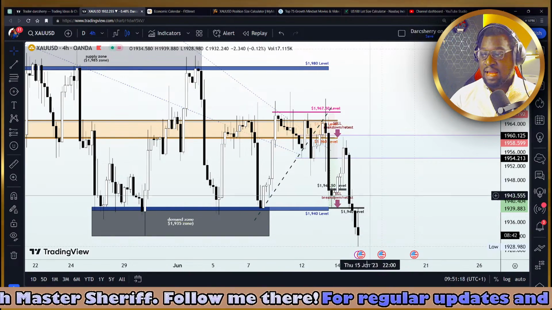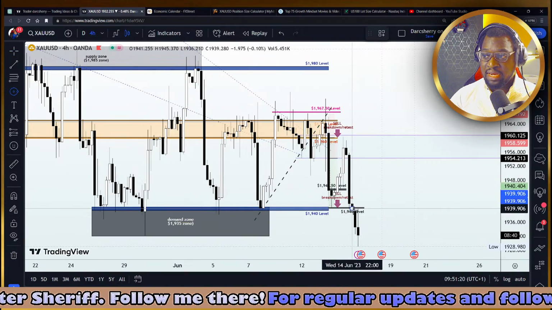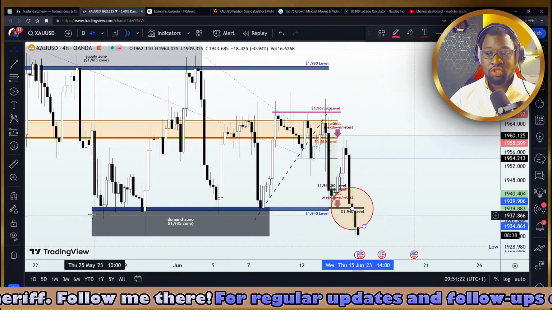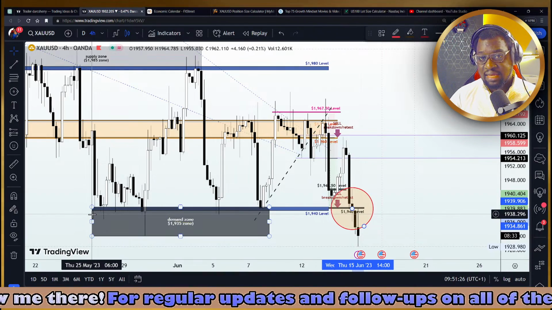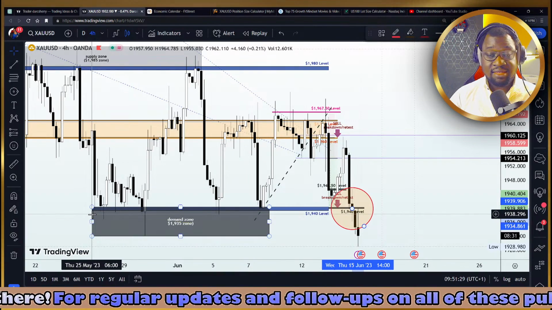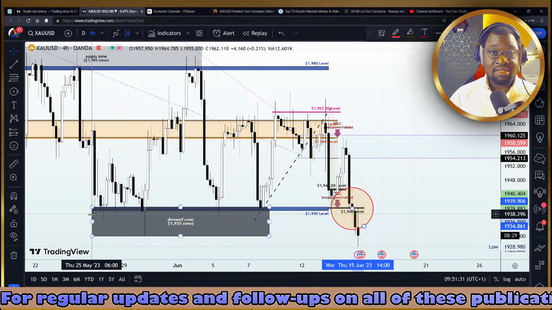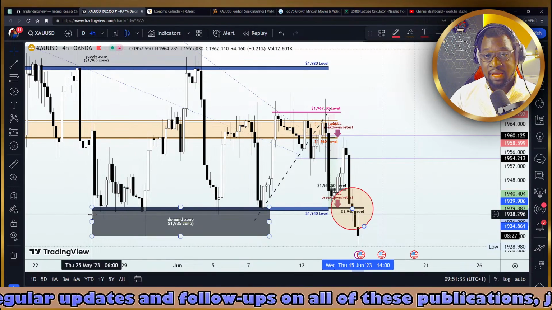And in fact, right now, we already have a breakdown of that demand zone, which is going to be the first time price action will be breaking down that zone in the last 2 to 3 weeks. And this is a sign that sellers might likely be dictating the pace going into the end of the week.